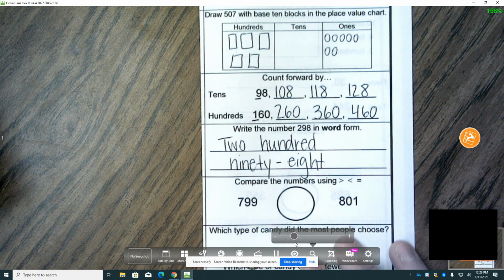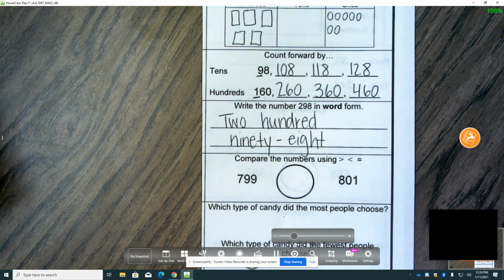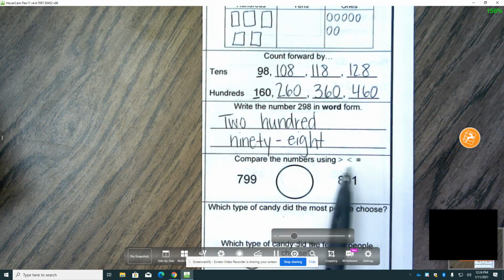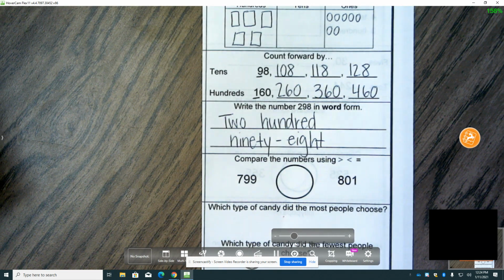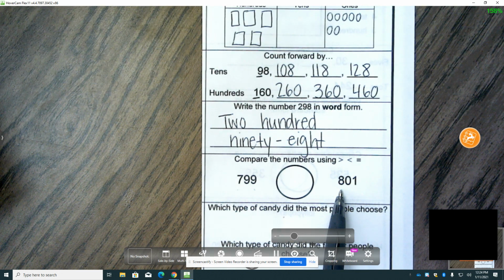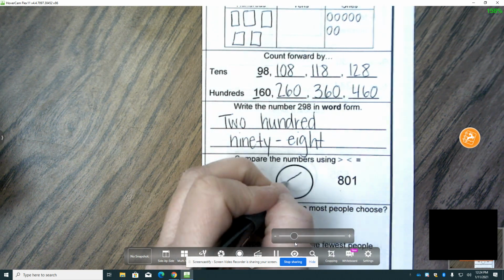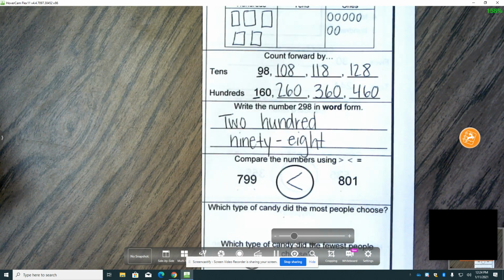298. All right, so now we're going to compare numbers. To compare numbers, we use the greater than, less than, or equal sign. So we're looking at both sides. First I look, I have 799 and I have 801. I want this to be in the form of a sentence. So I have 799 is less than, so I'm going to use the less than sign, 801.